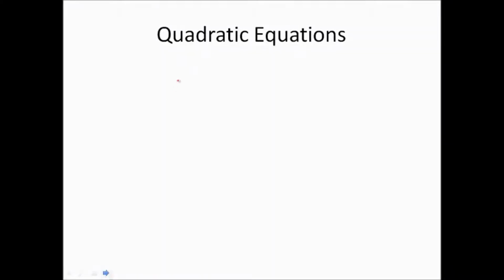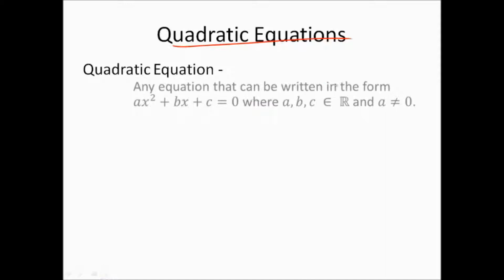So let's take a look at quadratic equations. A quadratic equation is any equation that can be written in the form of ax squared plus bx plus c equals 0, where these are the coefficients. A, b, c are real numbers and a is a non-zero number. If it was 0, then you'd have a regular equation with no squares in it. So, like I said at the beginning, a quadratic equation is essentially an equation that has squares on the variable.